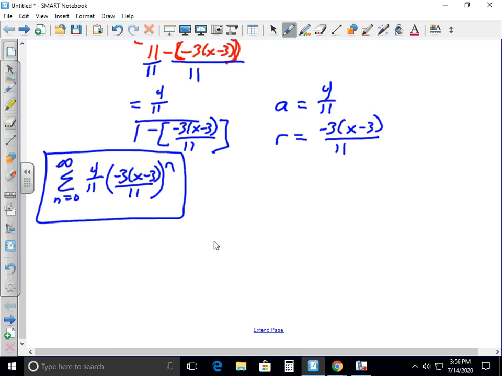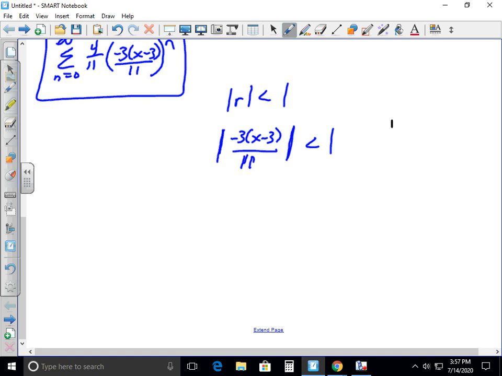Now, what about our interval of convergence? Well, our geometric series converges when the absolute value of r is less than 1. So if we take the absolute value of r, make that less than 1, we need to put this in the form absolute value of x minus c is less than r. So get rid of the 11 on bottom. So multiply both sides by 11.